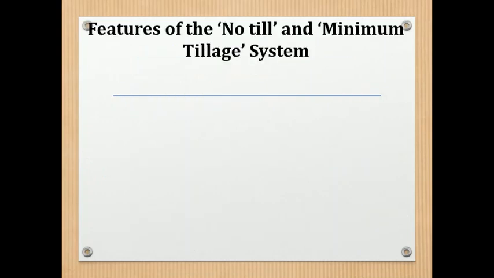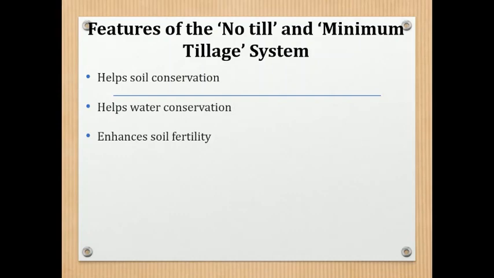Now let's look at what are the different features of no-till and minimum tillage systems. Minimum tillage system helps soil conservation by enhancing soil health. It also helps conserve water in the soil due to undisturbed soil structure. It conserves and enhances soil fertility with well-maintained soil physical and chemical properties. It leads to soil temperature amelioration.